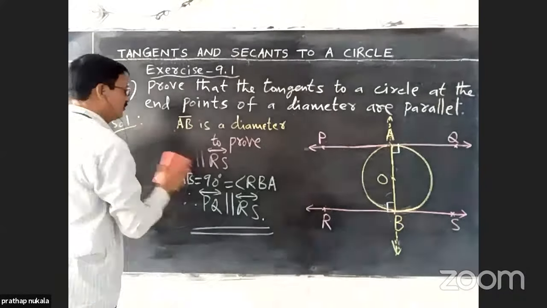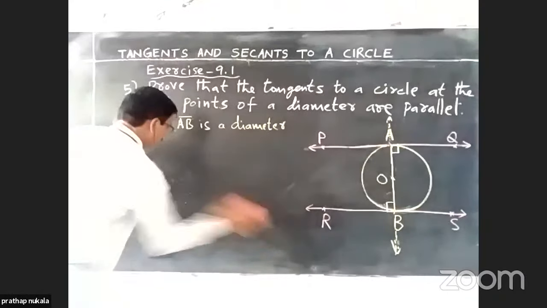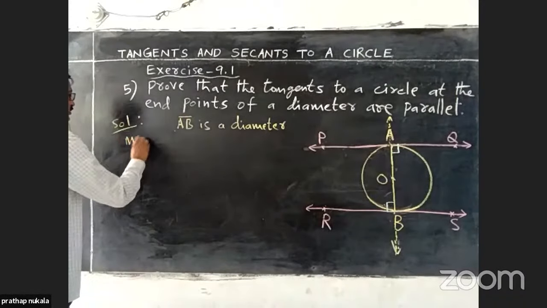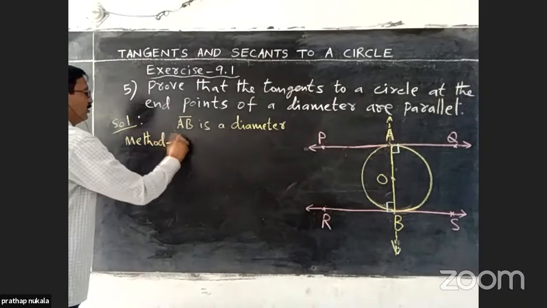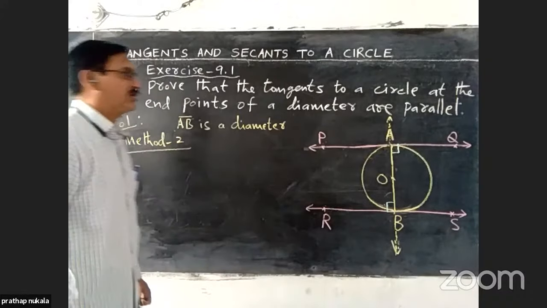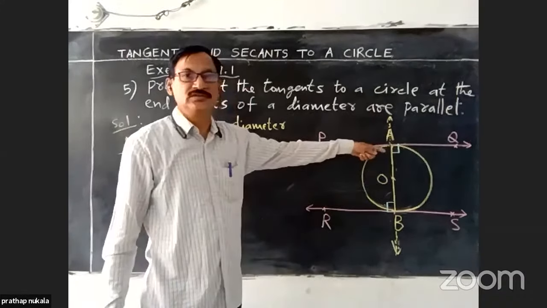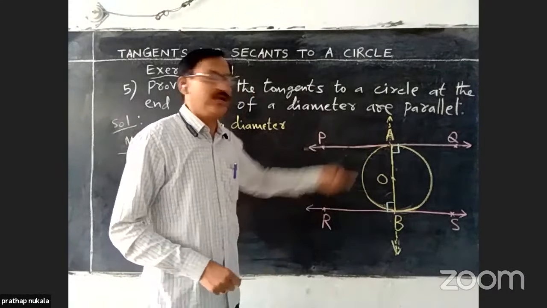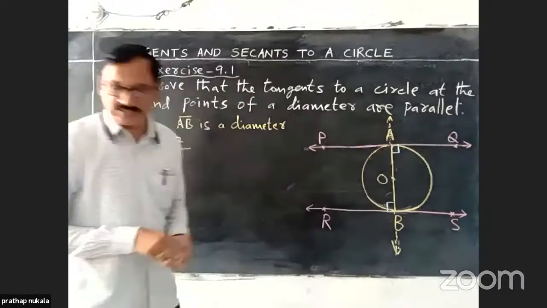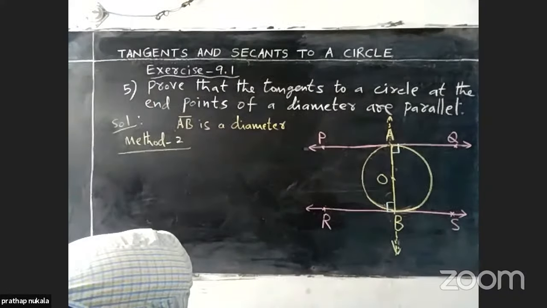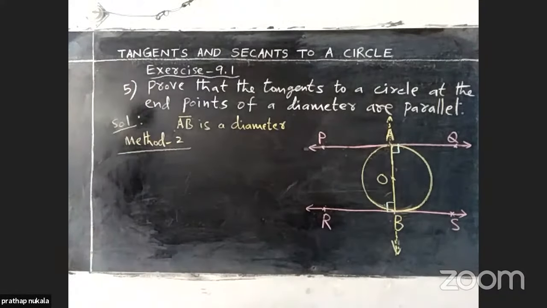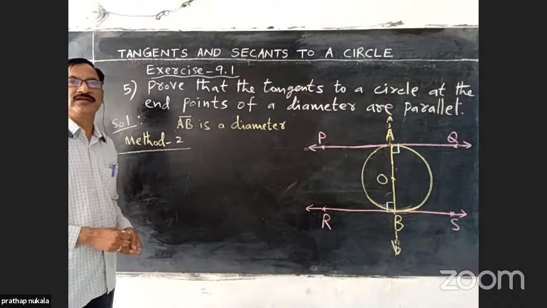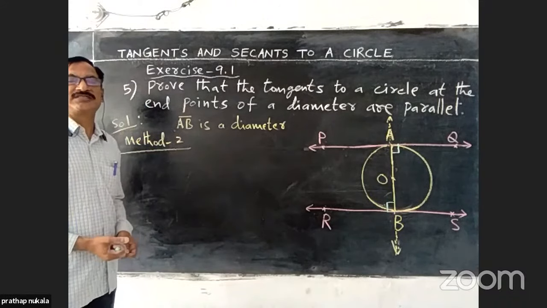Second method. Method 2. What is another method that can be used? Here we are using a property. Just listen carefully. If two lines are perpendicular to the same line, then the two lines must be parallel.